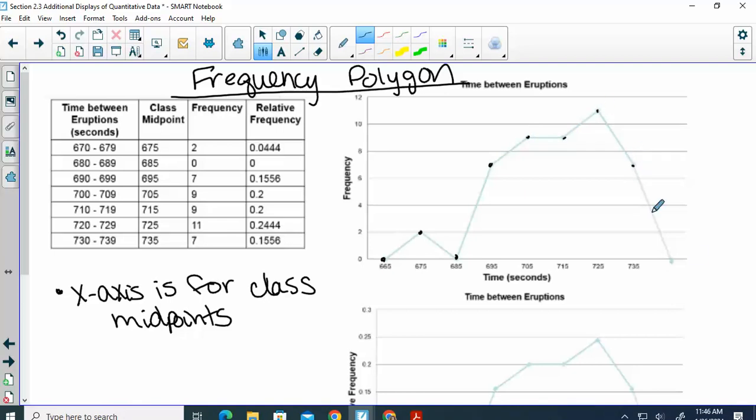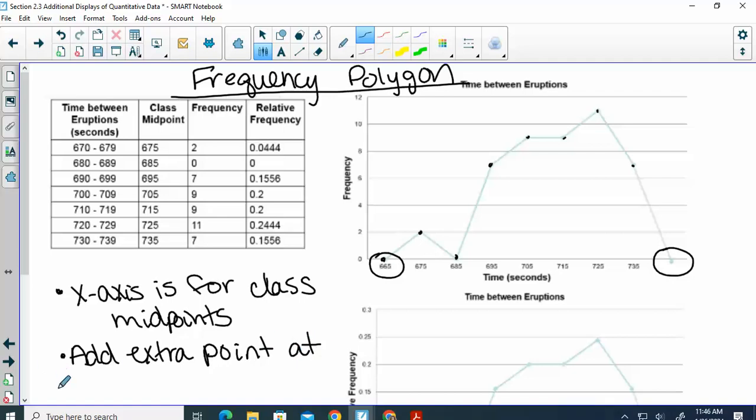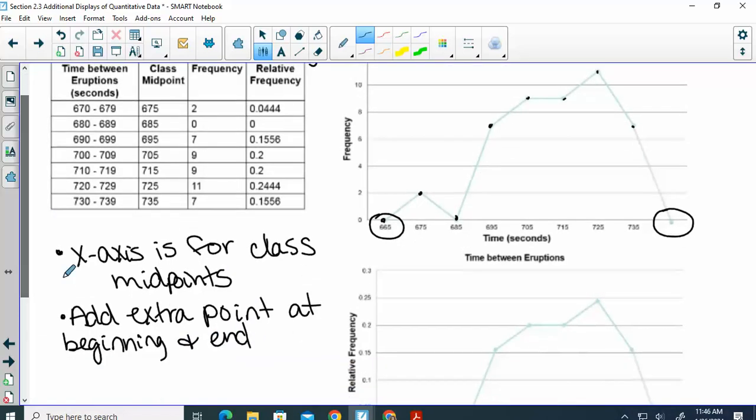The other thing about a frequency polygon is it always connects to the x-axis. So you have to add an extra point at the beginning and end with a y value of 0.